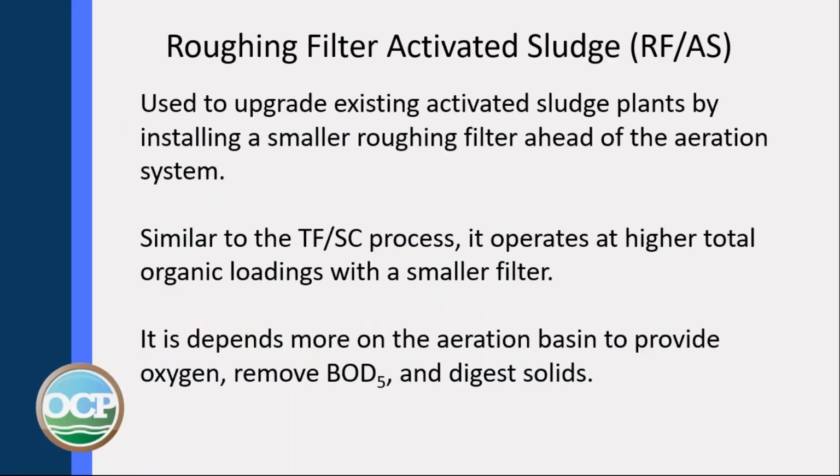You can have a roughing filter activated sludge system. It's used to upgrade existing activated sludge plants by installing a smaller roughing filter ahead of the aeration system. It's similar to the trickling filter solids contact process. It operates at higher total organic loadings with a smaller filter. It depends more on the aeration basin to provide oxygen and remove BOD and to digest the solids.